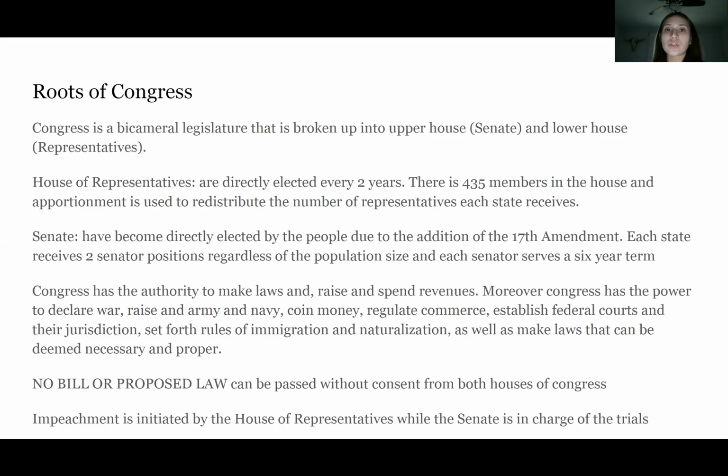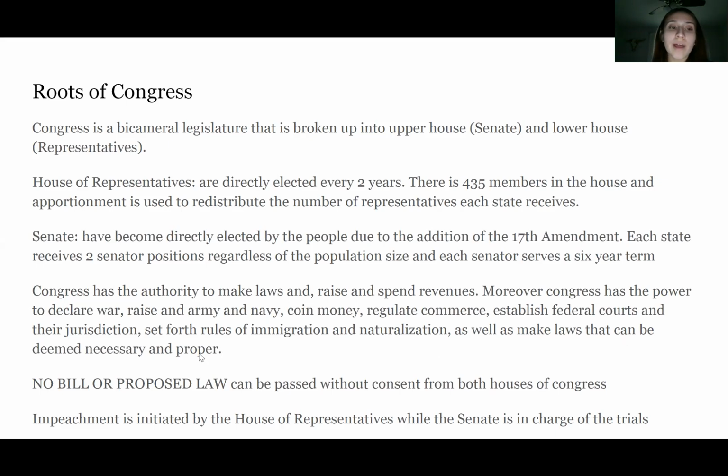Congress has the authority to make laws, raise and spend revenues, declare war, raise an army and navy, coin money, regulate commerce, establish federal courts, set forth laws on immigration, naturalization, and then at the end you'll see right there it says, as well as make laws that are deemed necessary and proper. The powers that Congress has that are directly listed out are called enumerated powers. Those are explicitly stated within the Constitution.